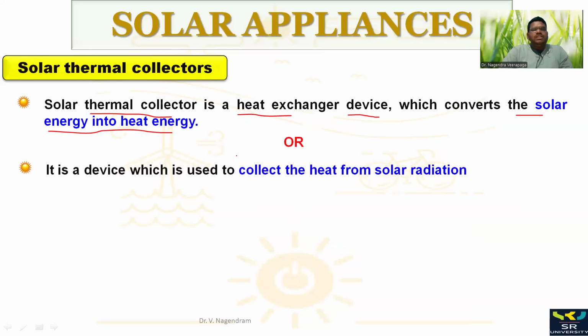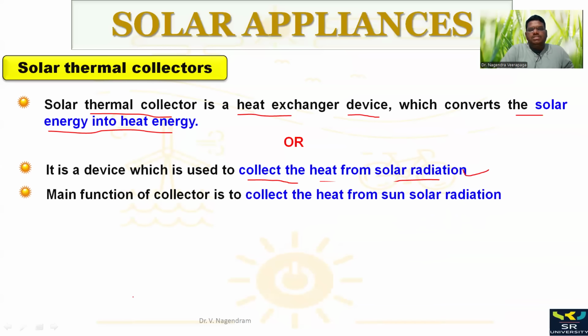Another way, we can also define it as a device which is used to collect the heat from solar radiation. It is a device that will collect the heat from solar radiation. We can use both definitions. So what is the main function of a solar thermal collector? It is to collect the heat from solar radiation. That is the main function of the solar thermal collector.